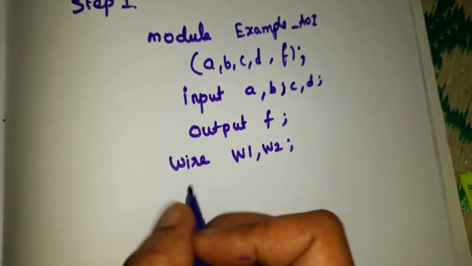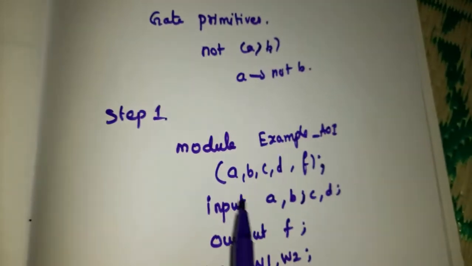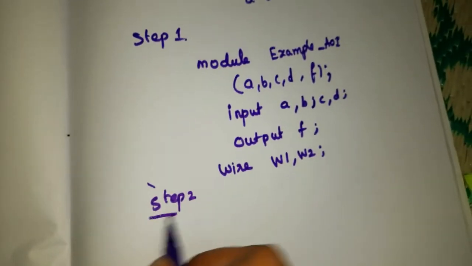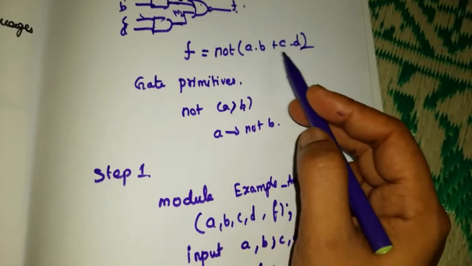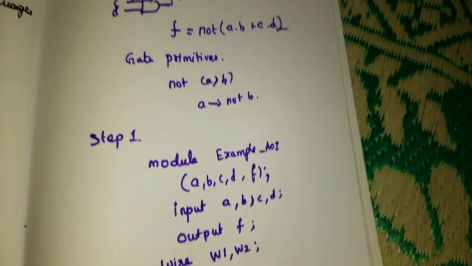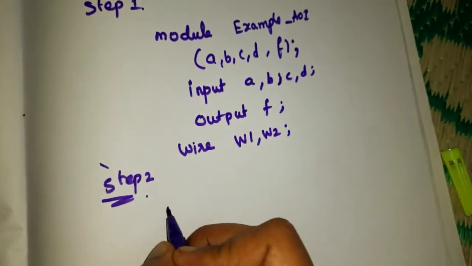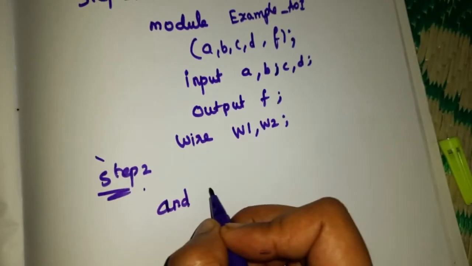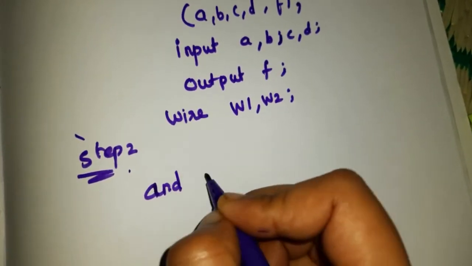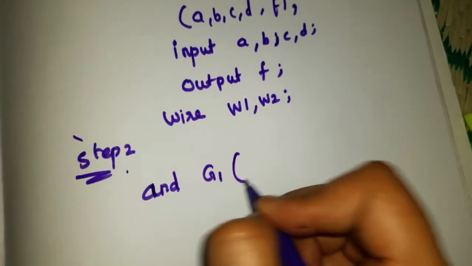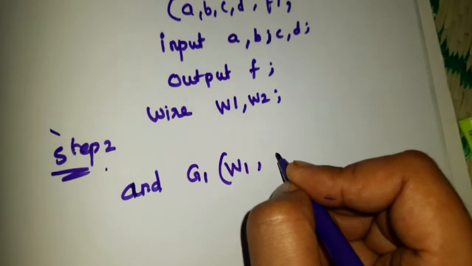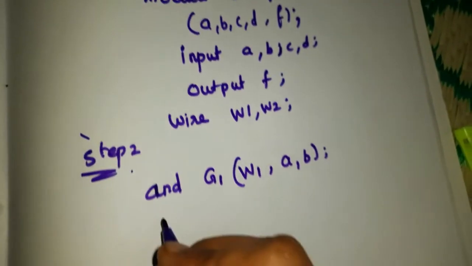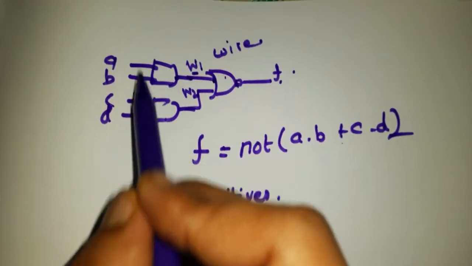Next, step 2: what gates did we use for this equation? I write AND, OR and NOT. First is AND, and we give one name to this AND gate. I give G1, and the output of this gate is W1. Here we first declare the output, W1, and the inputs are A comma B. So this is how I describe this gate.